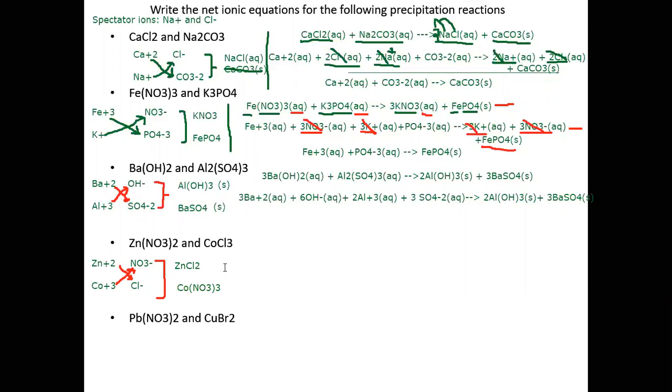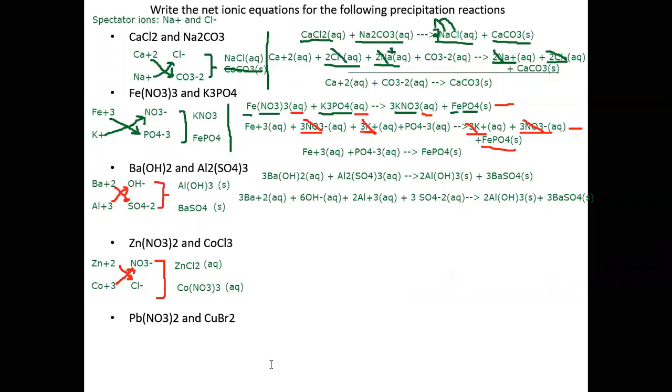So now we have to ask ourselves the question, is zinc chloride soluble or insoluble? If you refer back to a few slides, you see that all chlorides are soluble except copper 1, silver, lead 2, and mercury 1. So zinc chloride is aqueous. Cobalt-3 nitrate, is it soluble or insoluble? Since it has a nitrate, as we said earlier, all nitrates are soluble.